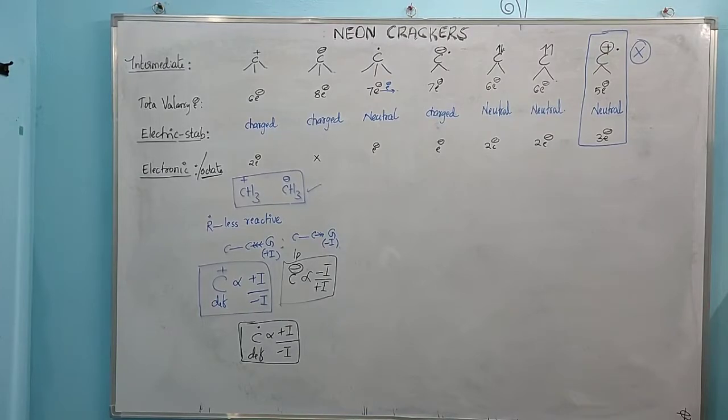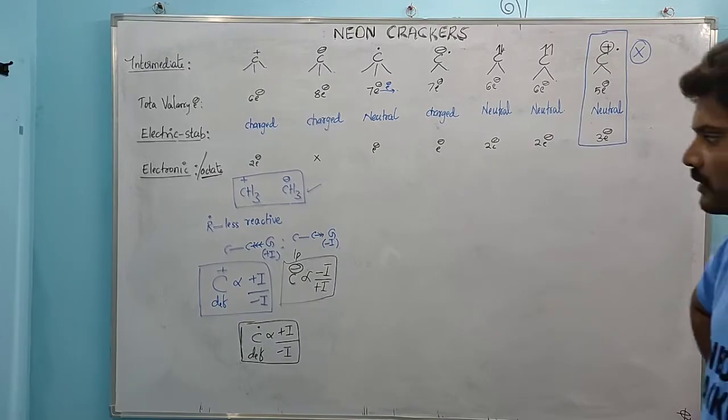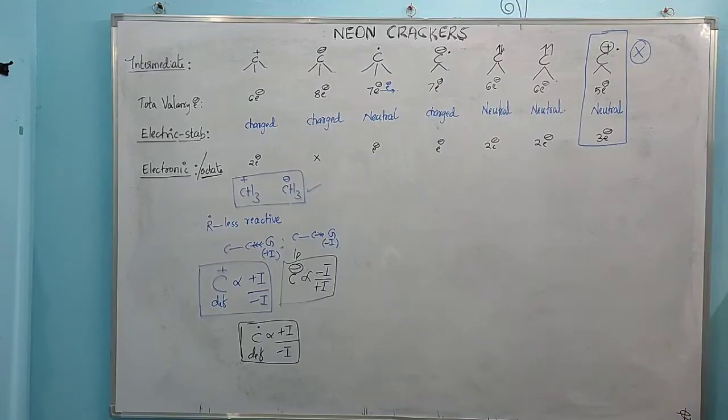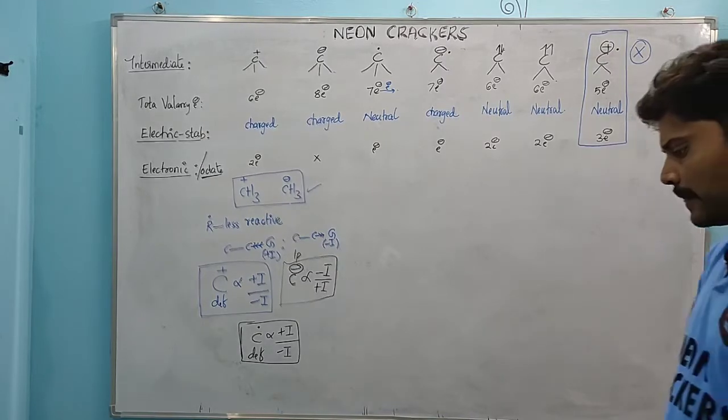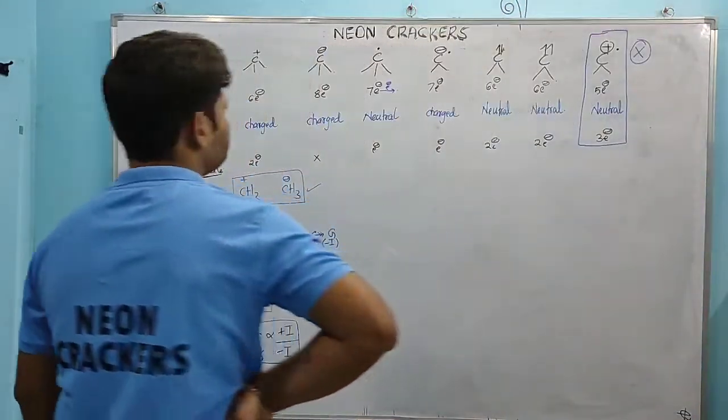Carbocation is directly proportional to plus I and inversely proportional to minus I. Carboniums are stabilized by minus I and destabilized by plus I. Carbon radicals are stabilized by plus I and destabilized by minus I effect. Now, one example: carbocations, carboniums, carbon radicals. Let's see the stability order, one by one.